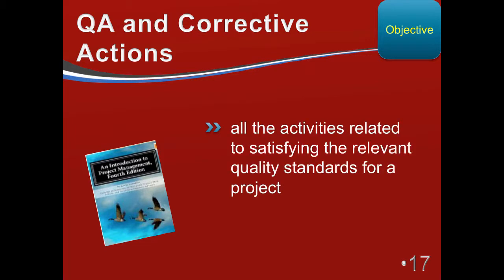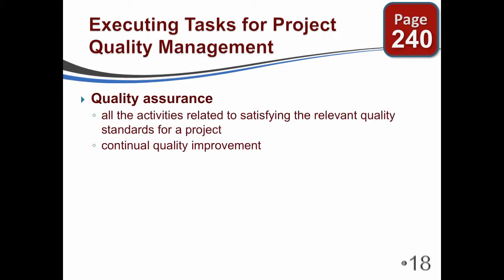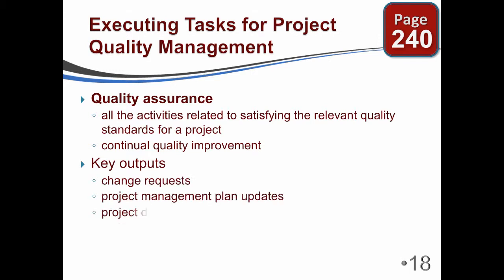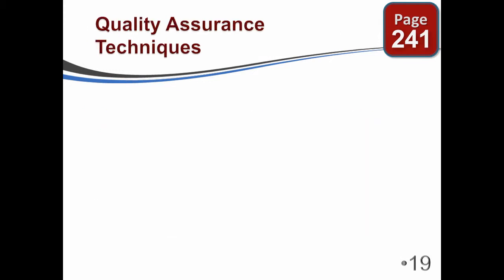QA and corrective actions. Don't forget QA, quality assurance, is all the activities related to satisfying the relevant quality standards for a project. Executing tasks for project quality management. Quality assurance includes all the activities related to satisfying the relevant quality standards for a project. Usually there's also a component of continual quality improvement. Key outputs of the quality assurance include change requests, project management updates, project document updates, and updates to organizational process assets. Quality assurance techniques include the following three.